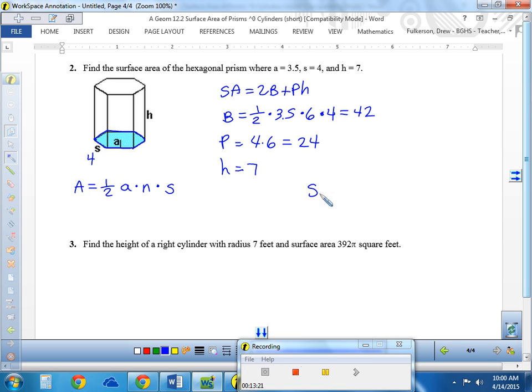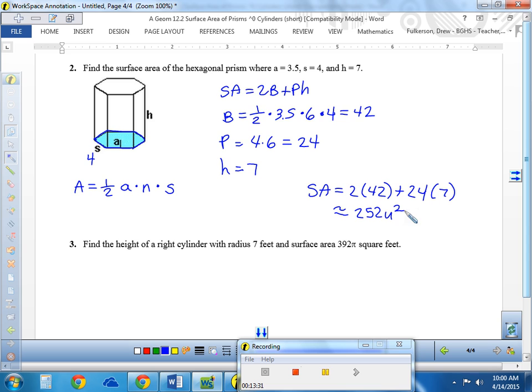And now we can plug everything we need into our formula. Writing these terms out, then I can plug them into the calculator and I end up getting 252. And I didn't put units up here in the prompt, so you just put U squared, standing for units squared.